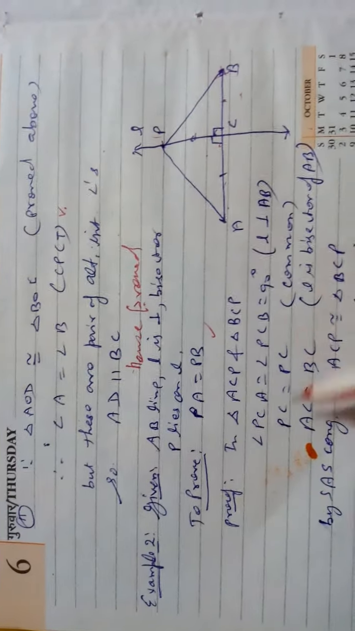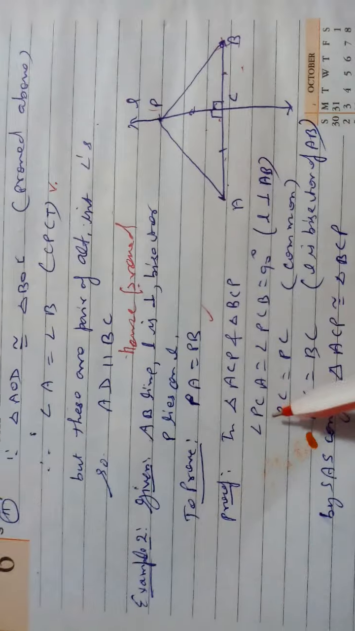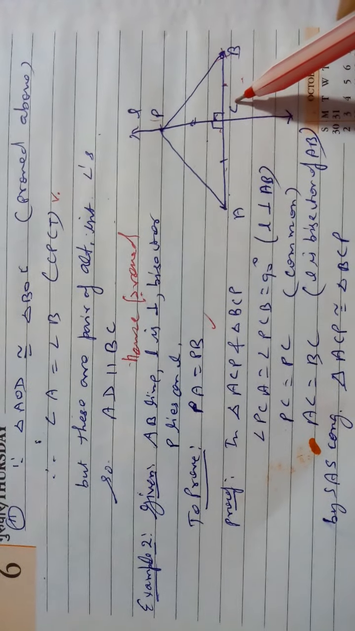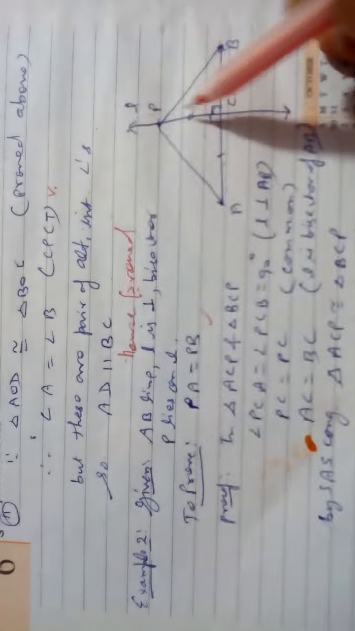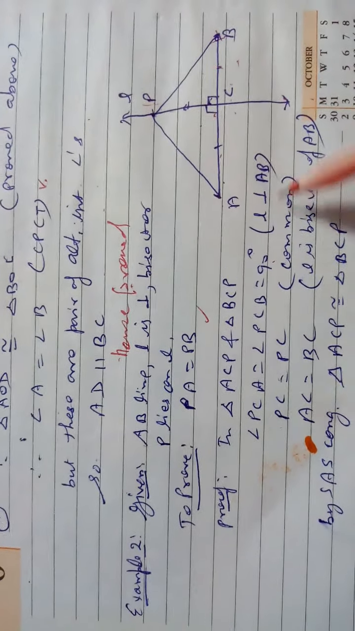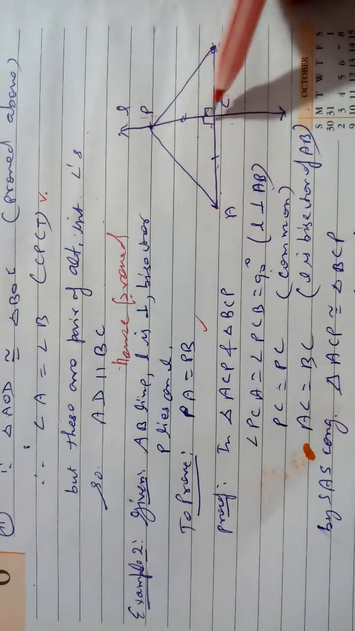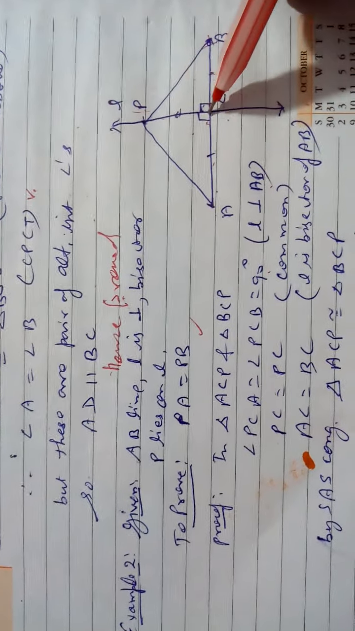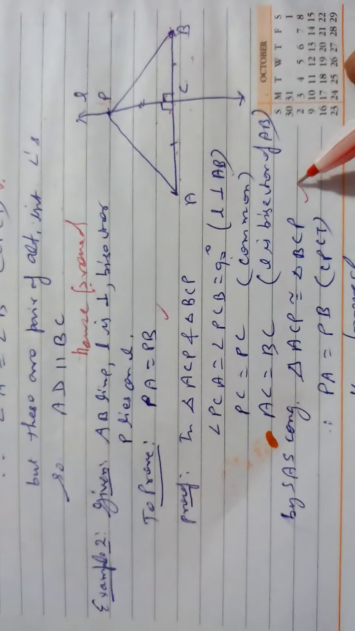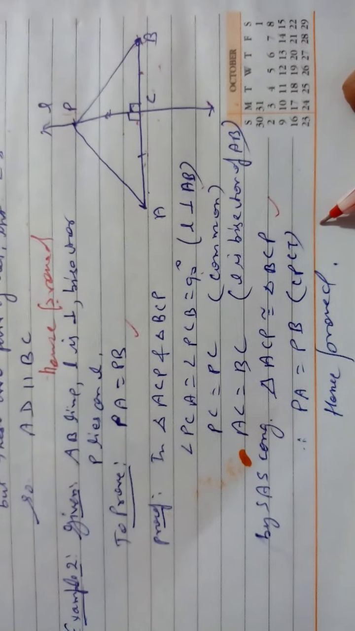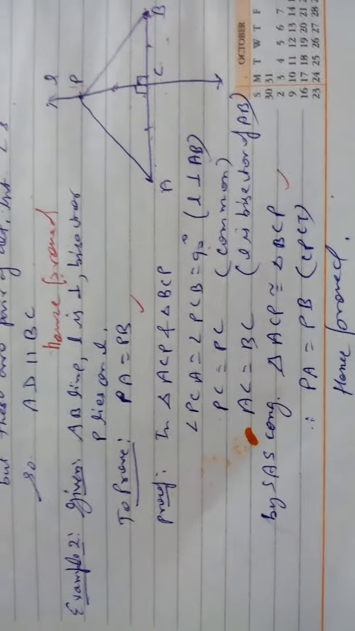Proof: take the two triangles ACP and BCP. AC is equal to BC, why? Because L is the perpendicular bisector. Angle ACP is equal to angle BCP, 90 degrees, because L is perpendicular. PC is equal to PC, common. So by SAS congruency, both are congruent. If both are congruent, then PA equals PB by CPCT. Or you can write P is equidistant from A and B.